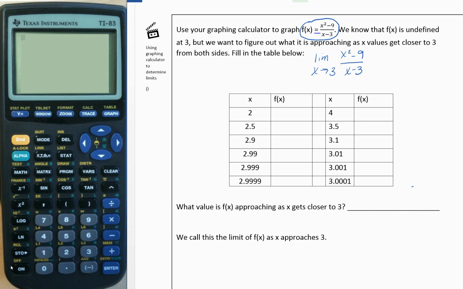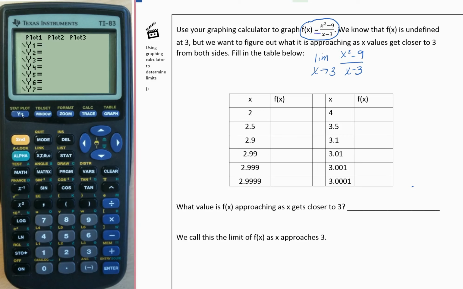And while I start my calculator, I want you to think about that. So I'm hitting the y equals button and I'm going to put in our function. So parentheses x squared minus 9, close that parentheses, divided by parentheses x minus 3. Okay, and we're going to graph it. And we're going to get what looks like a straight line.